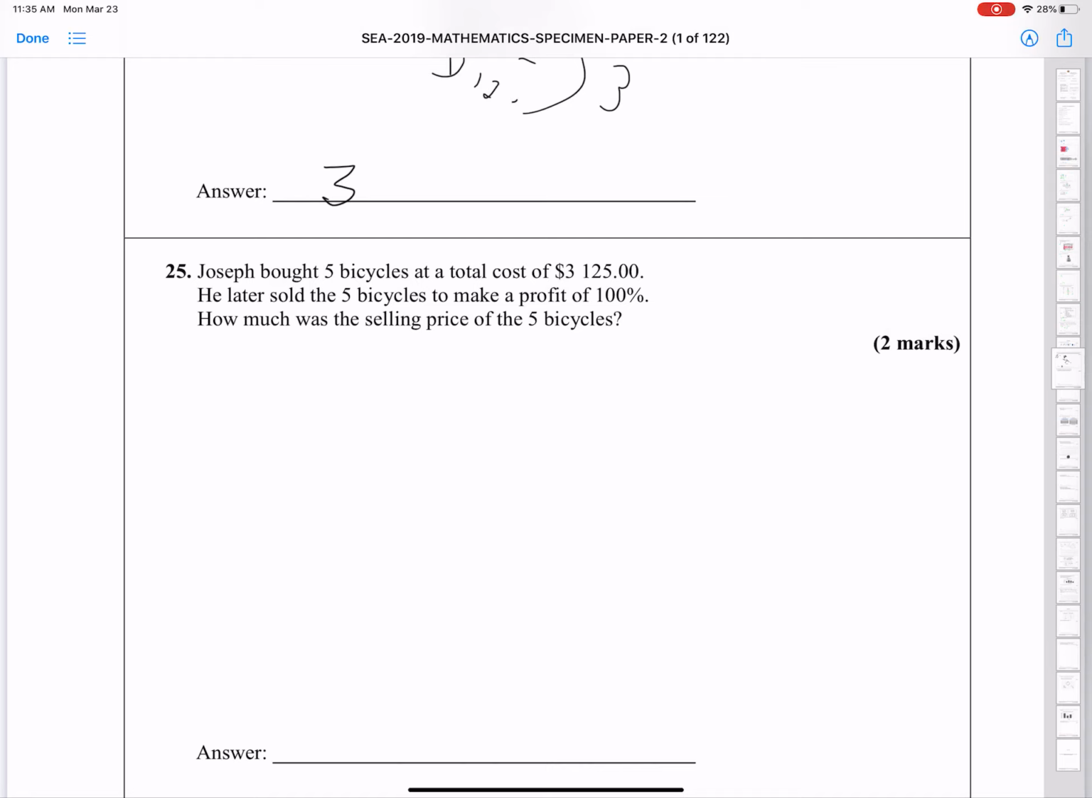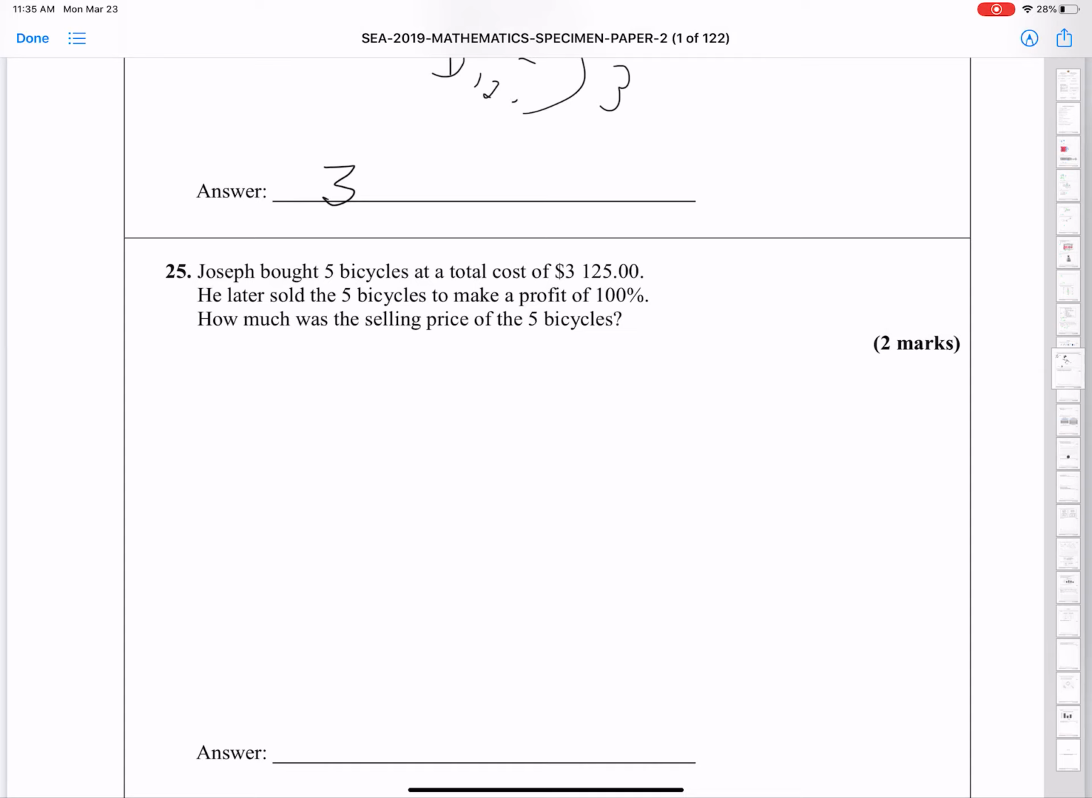$3,125. After selling them, he could not have gotten $3,125, nor could he have gotten less than $3,125. He had to have gotten more because he made a profit. And when you make a profit, you sell for more than you bought it. Now, this is 100% profit. 100% profit means that you have gained all the money you paid for it twice. So it's double the amount you paid for it, double the cost price.